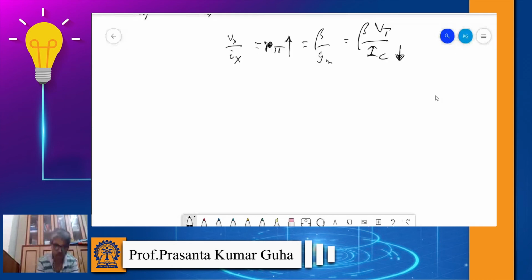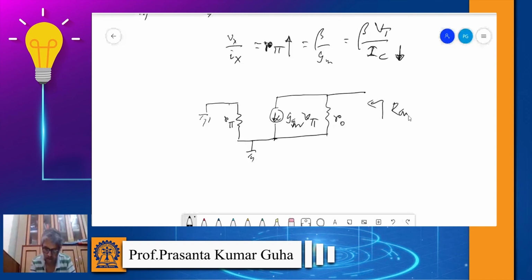If I want to find the output impedance, we need to ground the input side. Of course, I'm just not taking RC into account. You can take RC into account, and that will then be R naught parallel. I'm coming to that in a minute.